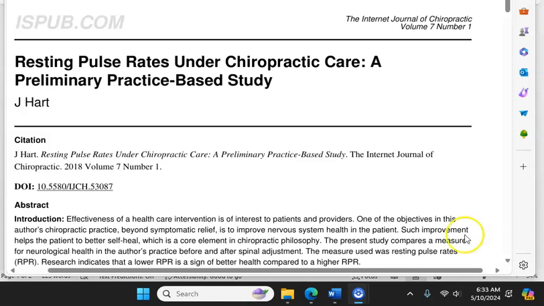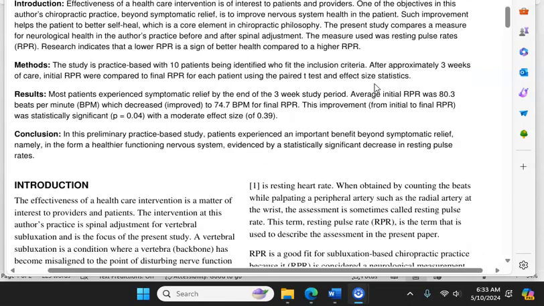to cover some of the high points of the course and address some of the prompts in your assignments coming up. I looked at resting pulse rates, heart rates, before and after chiropractic adjustment in this small study of 10 patients.